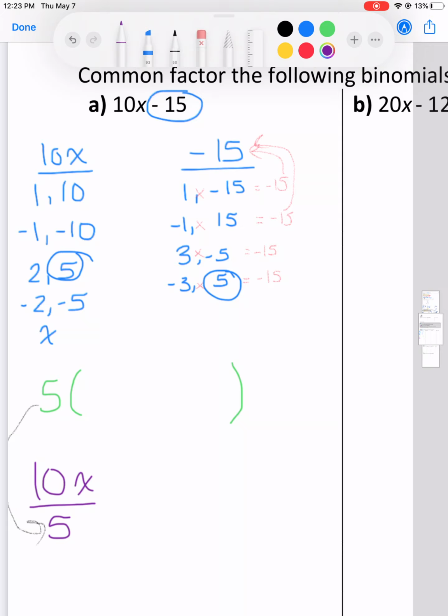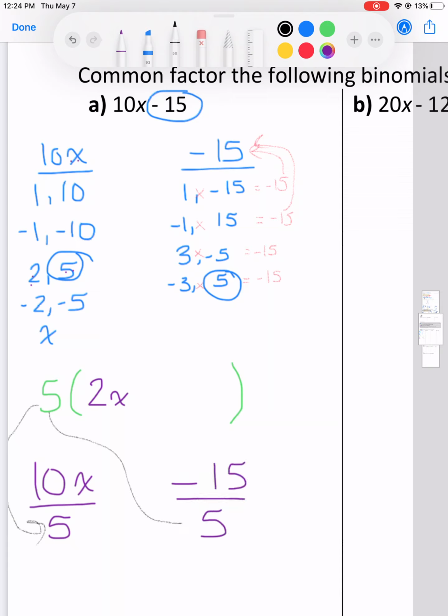There's a couple different ways that you can go about this, but we know 2 times 5 is 10. So 10 divided by 5 is 2. We can't forget that x. This is why we were doing this. When did we do this? I'm going to look back. We did this in Lesson 1, power rules. Yeah, we've practiced this, so this is where it's coming into play. Okay, and then now we got to do negative 15 divided by 5.